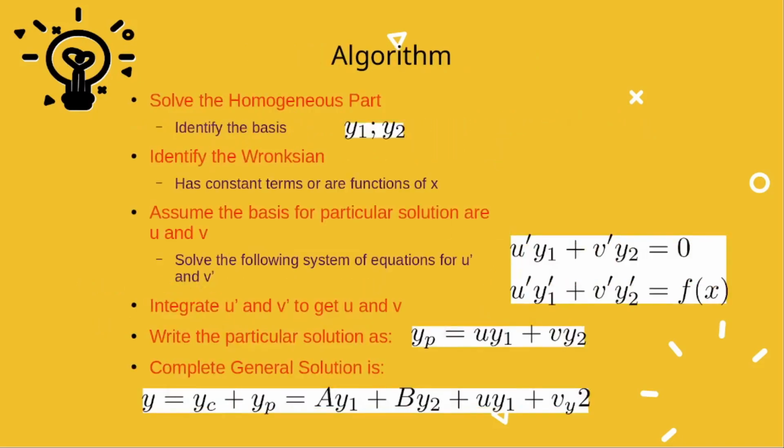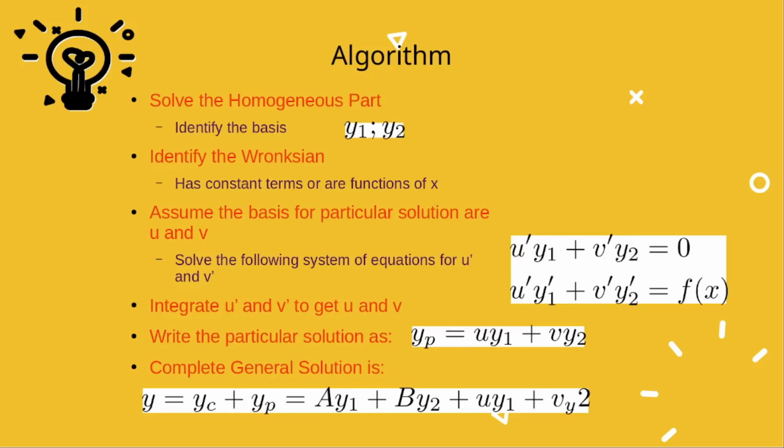So the algorithm behind applying variation of parameters to second order ODEs is, first, we solve the homogeneous part. In the homogeneous part, essentially, we take our differential equation and equate it to zero and then solve it. If you have constant coefficients, then you can solve them using the characteristic equation, the quadratic equation, guessing bases and using those bases to write your original solution.